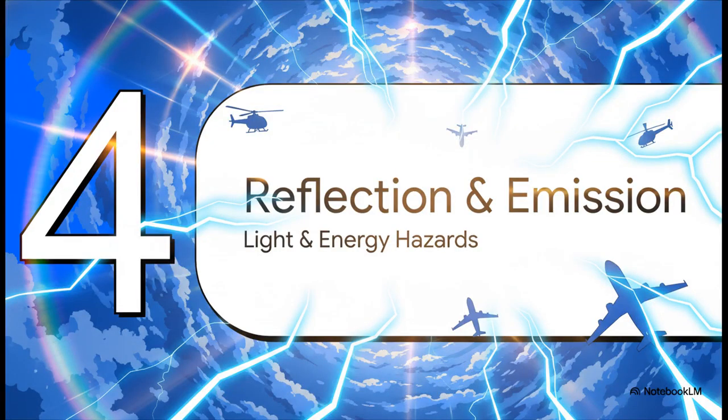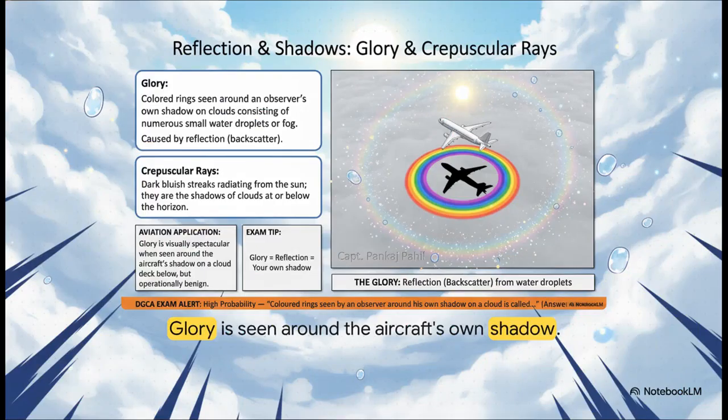Section 4. Reflection and electrical hazards, light bouncing, and energy emission. We're transitioning now from bending light to atmospheric energy emissions and reflections. First up, the operationally benign reflection phenomena. The glory consists of these beautifully colored rings seen around an aircraft's own shadow on a cloud below, and it's caused by reflection, specifically backscatter, from water droplets.